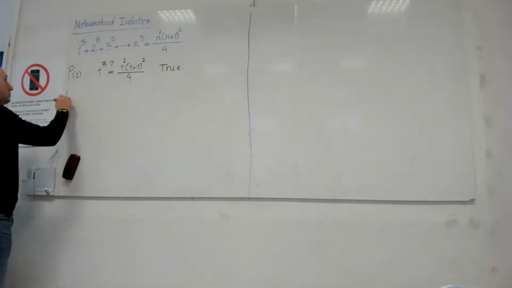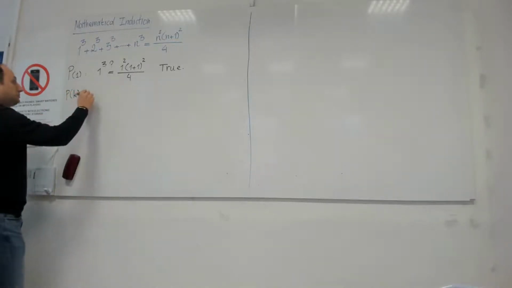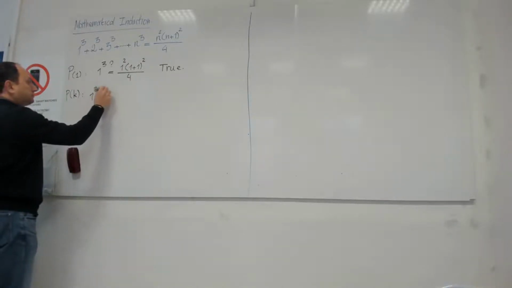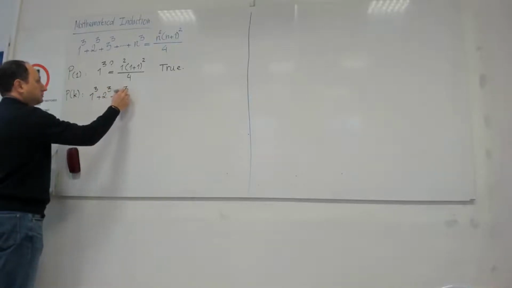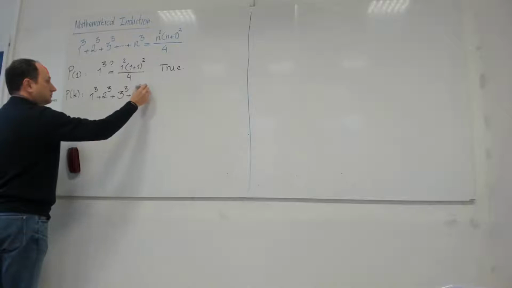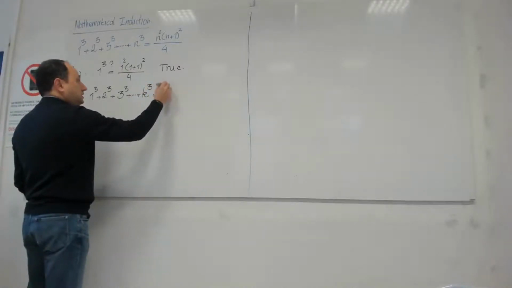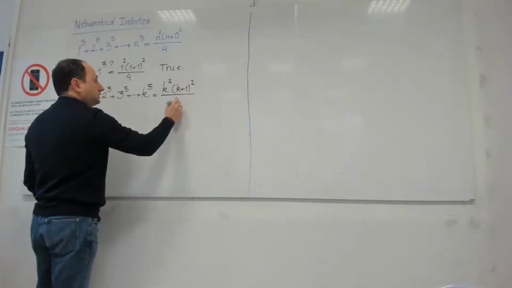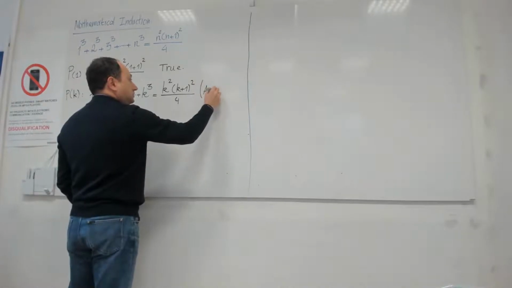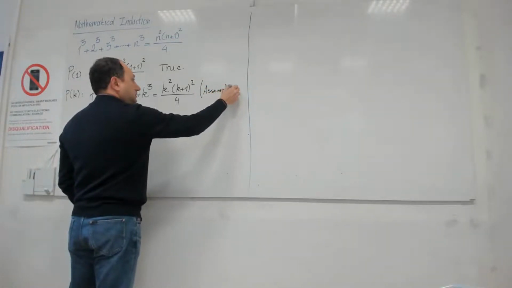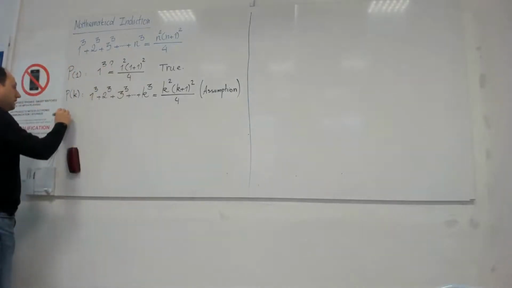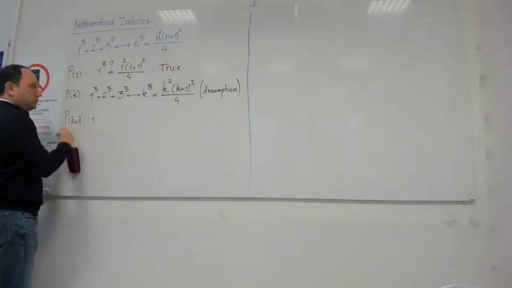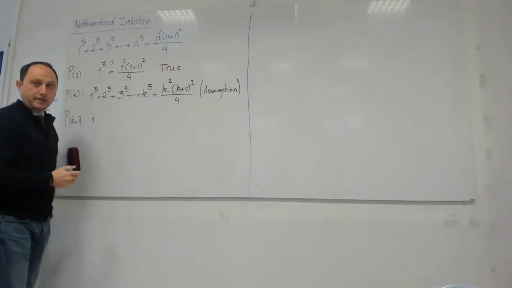And now I assume that Pk is true. Pk is very simple. Just simply replace n with k everywhere. Assume it to be true, assumption. And then Pk plus 1 is what we need to show. So first you need to write it. How should I write it? I replace k with k plus 1.